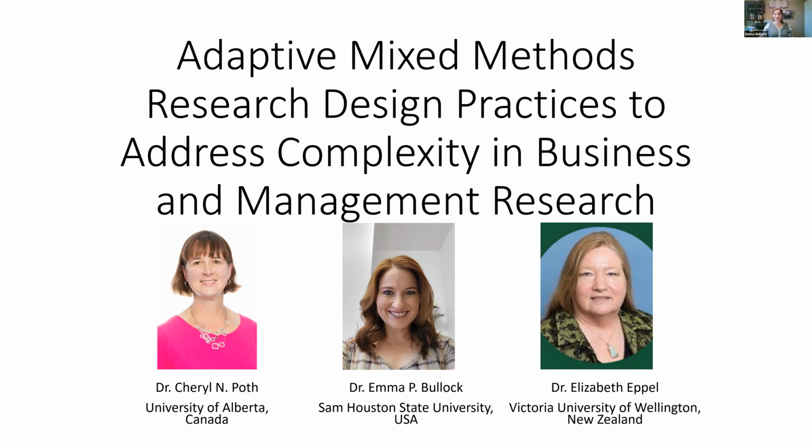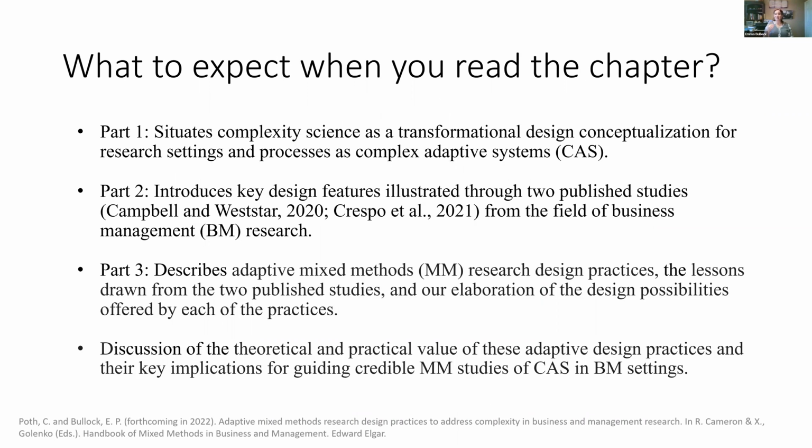So when you come to read our chapter, you can expect three different parts. In the first part, we situate complexity science as a transformational design conceptualization for research settings and processes as complex adaptive systems. And I'm going to describe a little bit more what that means in the next slide.